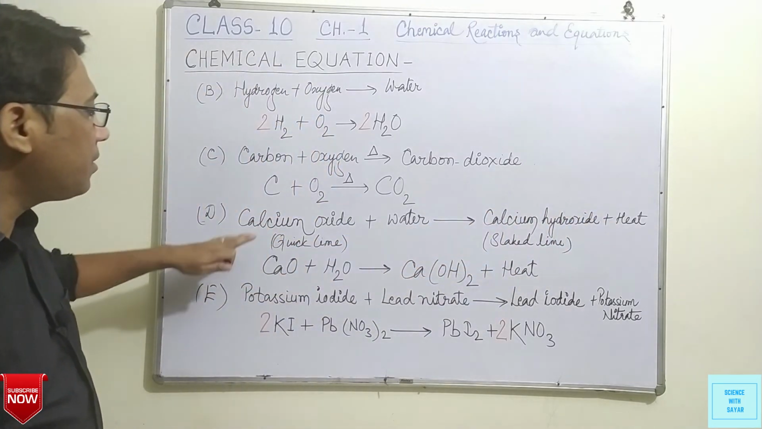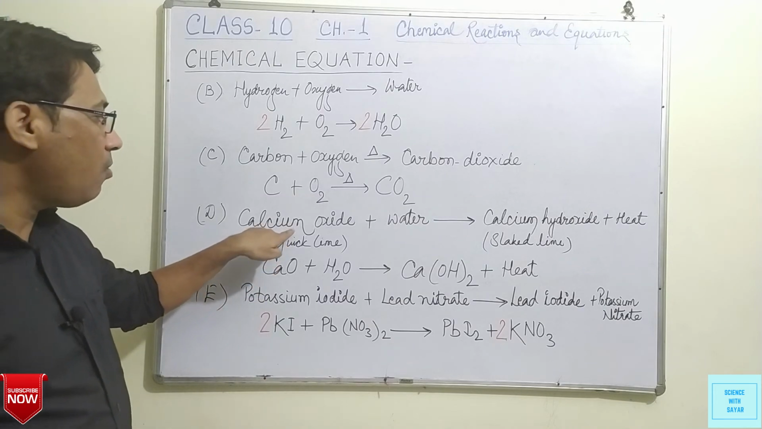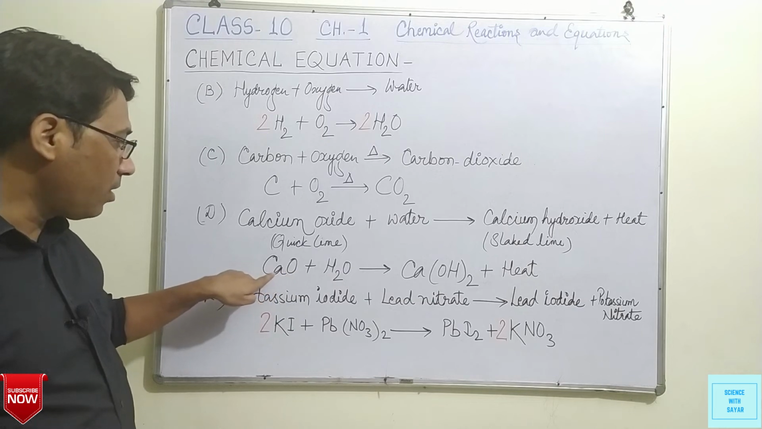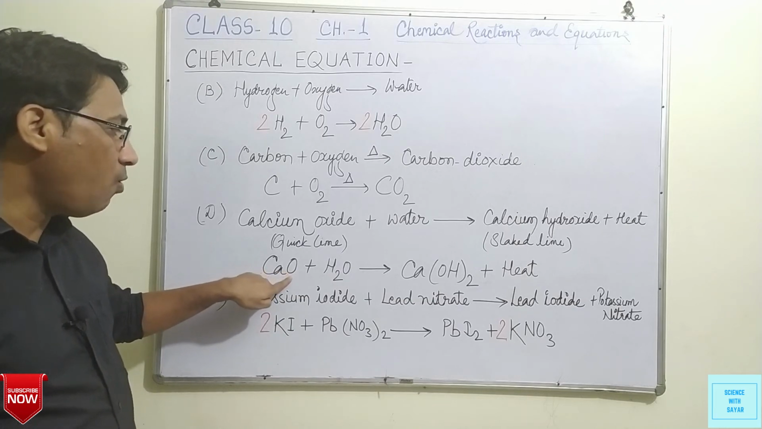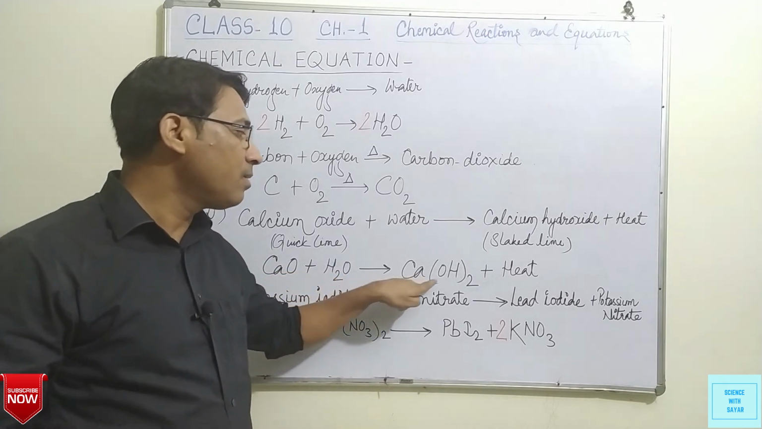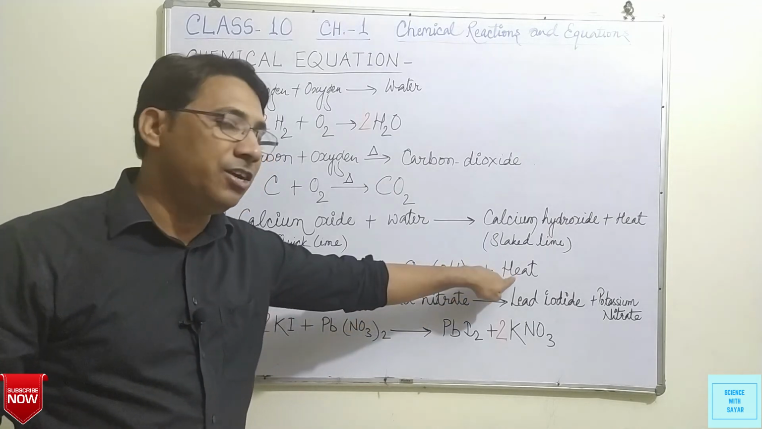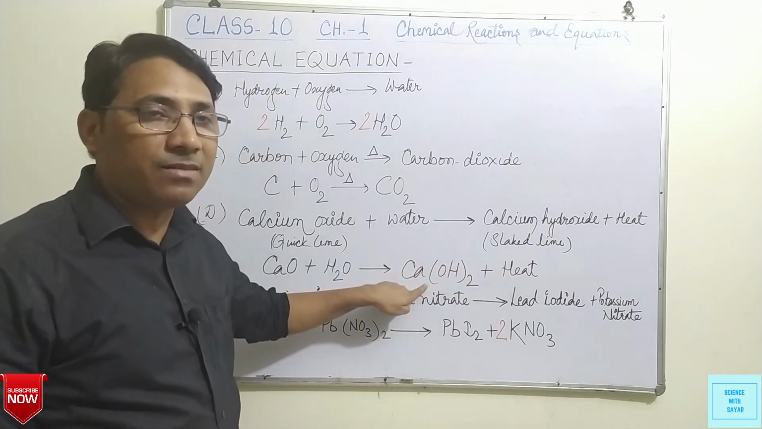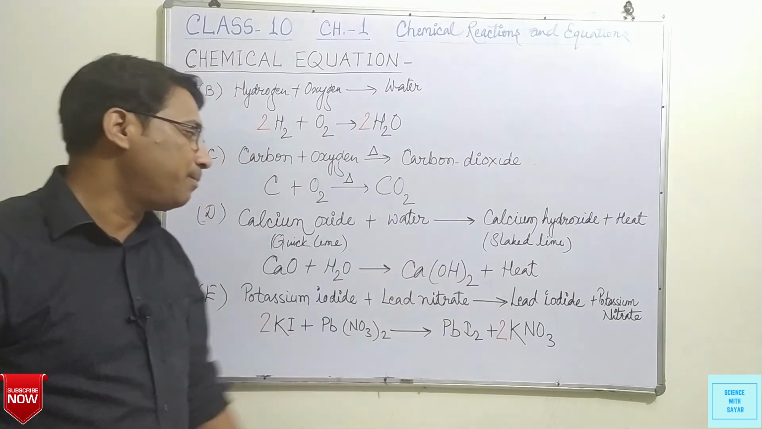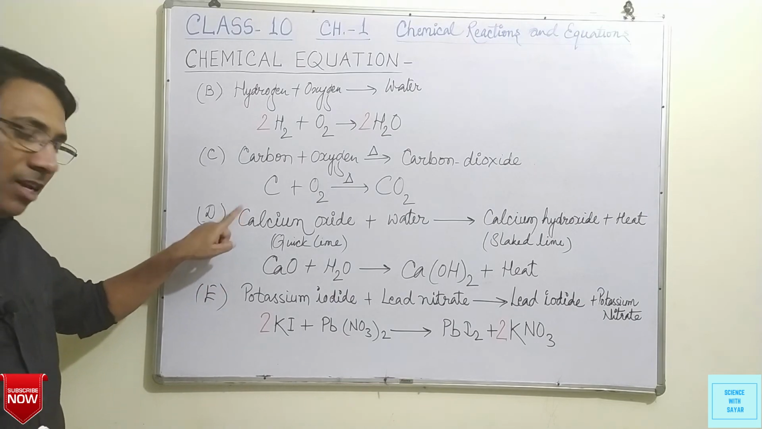So this reaction can be written as the symbolic equation. So the chemical formula of calcium oxide will be CaO. For calcium, Ca, and oxygen, O, plus water, H2O, and a new substance calcium hydroxide, Ca(OH)2, and heat. So this is a new substance that is known as calcium hydroxide or slaked lime. So this is the symbolic equation for this reaction.